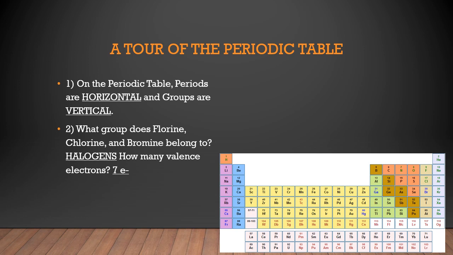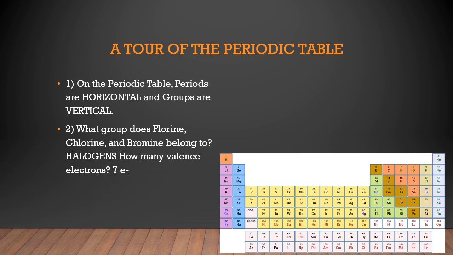What group does fluorine, chlorine, and bromine belong to? That's group 17, column 17, and they're the halogens. You need to know some of the other groups that are on here, and just as a refresher, that metals group in the middle, you have your non-metals, and so on. You need to review those from the video.